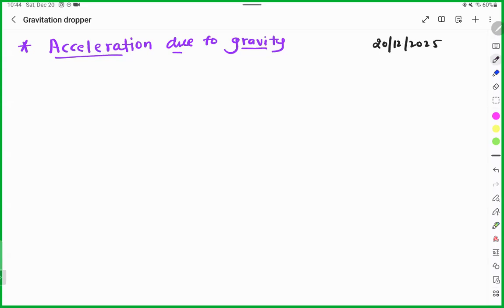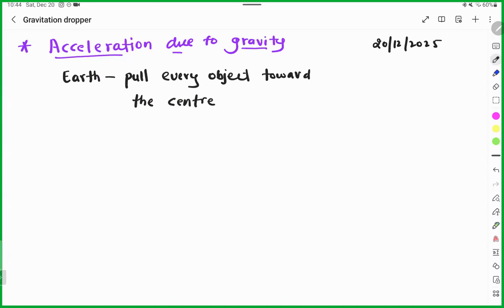When we talk about the acceleration due to gravity, Earth attracts the body toward it. Correct. So Earth is pushing the body or pulling? So it's pulling the body. Yes, Earth pulls every object toward it. Toward it means what? Toward the center. Correct. Every body, if you have it in the depth, it will try to go toward the center.